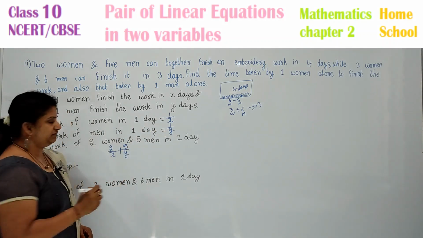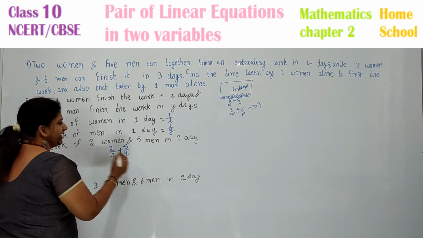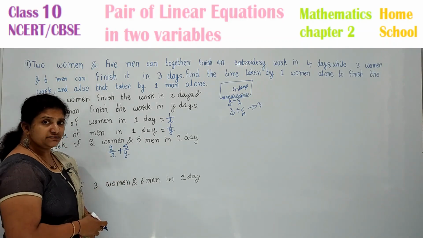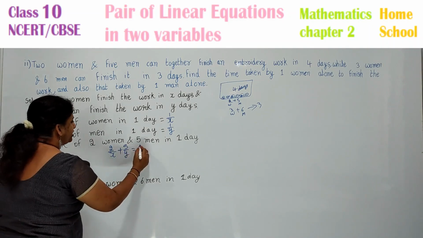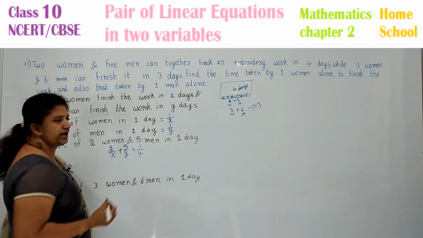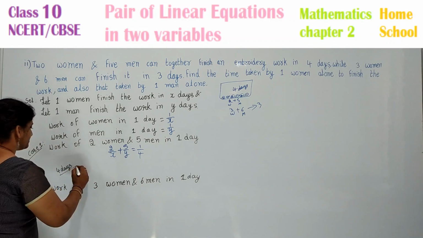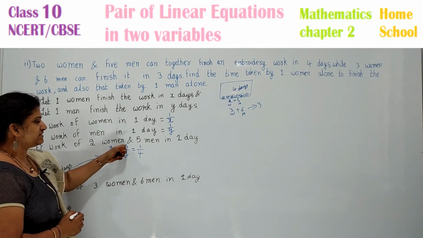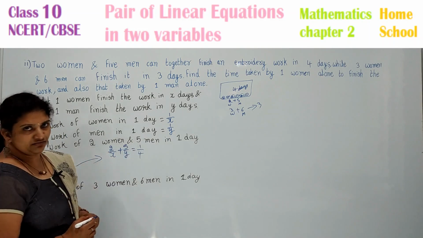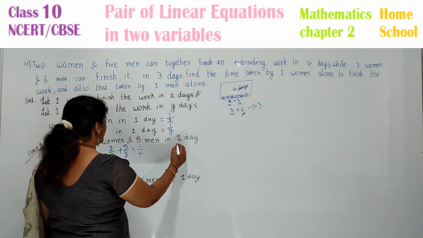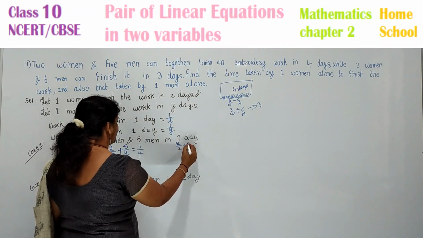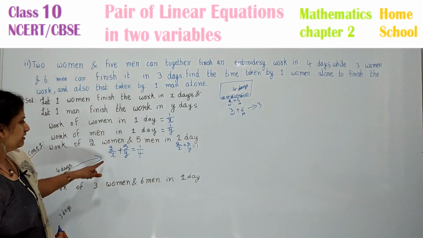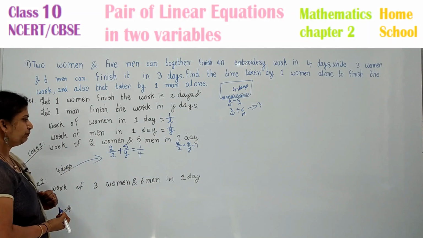In 1 day, 2 by x plus 5 by y. Then for 4 days, you write 1 by 4. Okay, this is for 4 days. 2 by x plus 5 by y is equal to 1 by 4. If it is 1 day, it will be 2 by x plus 5 by y is equal to 1, you can write. Okay, similarly case 2.